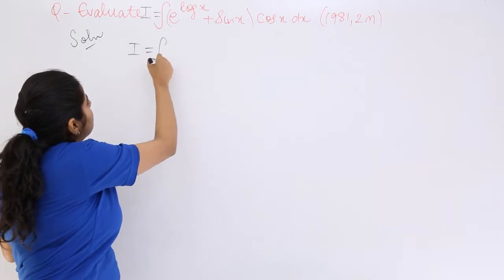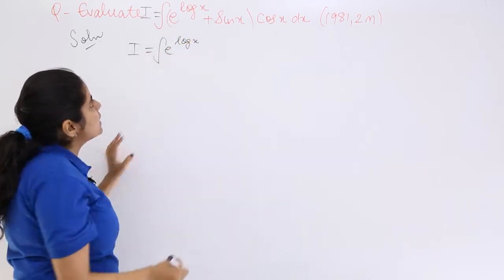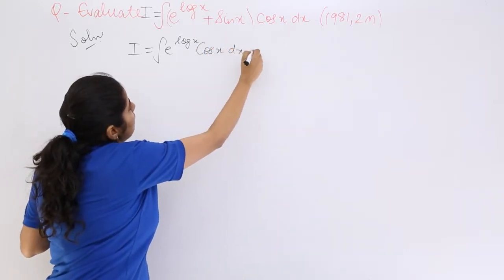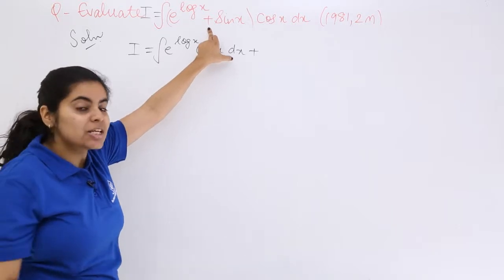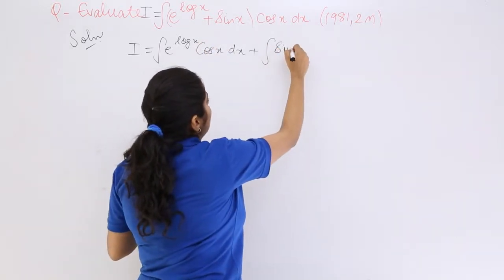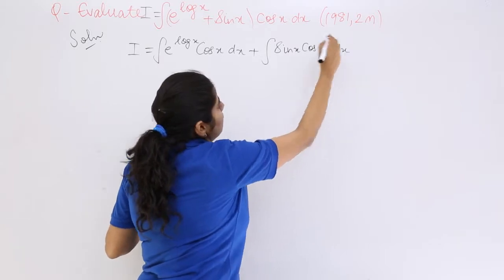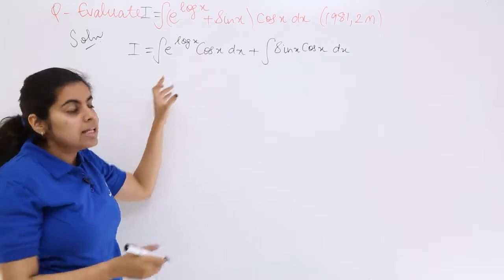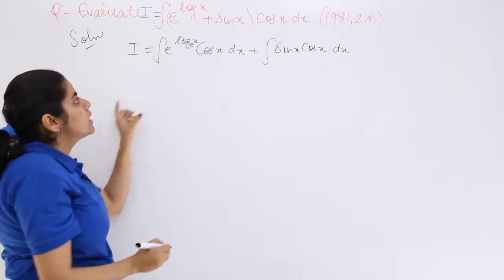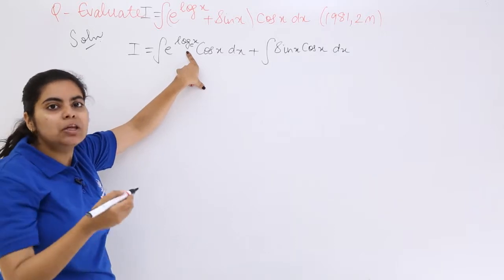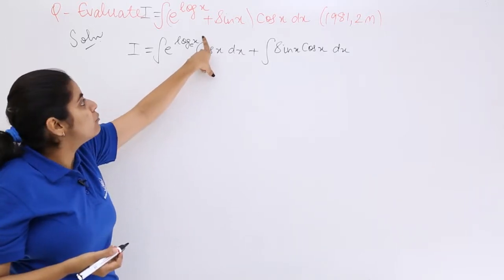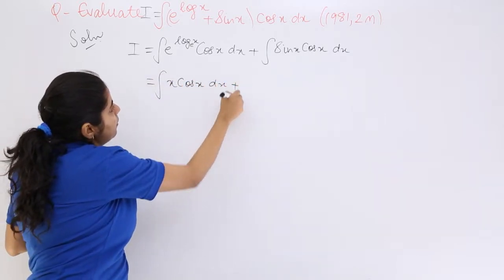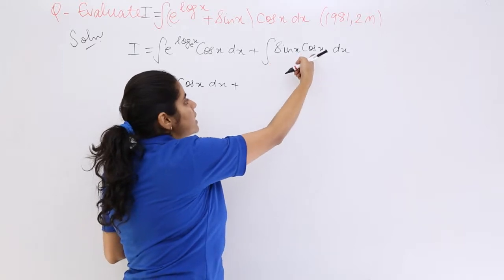So I is equal to integral e raised to the power log x whole multiplied by cos x dx. Then in between we had plus, so plus sign. Then integration of sin x cos x dx. Now as you can see, this is e raised to the power log x. The base here is e, so e and log e nullify each other. So what are we left with? We are left only with x. So I write here x cos x dx plus, here we have sin x cos x.